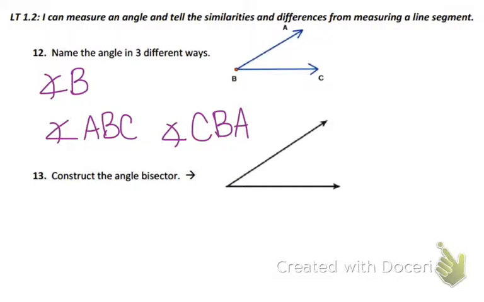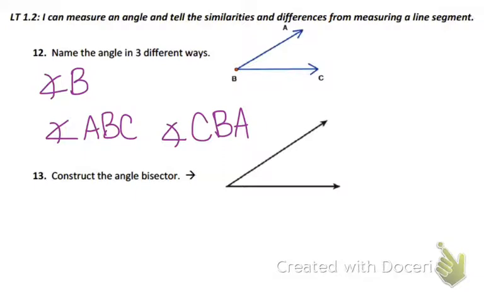And then those are the 3 ways you can name your angle. For constructing the angle bisector, I can't really show you how to do that in the video. I tried to put my stylus in a compass and write on my iPad, but it was slippery. So I can't really do that. So maybe I'll just run you through it.